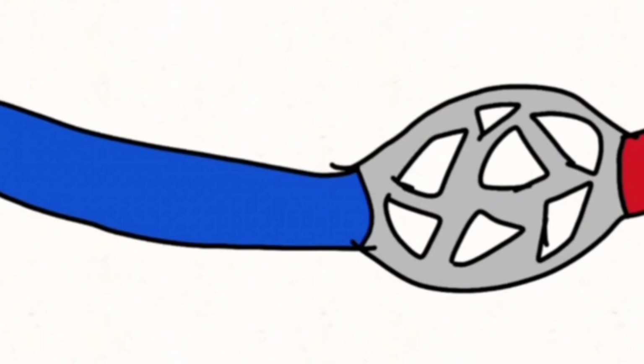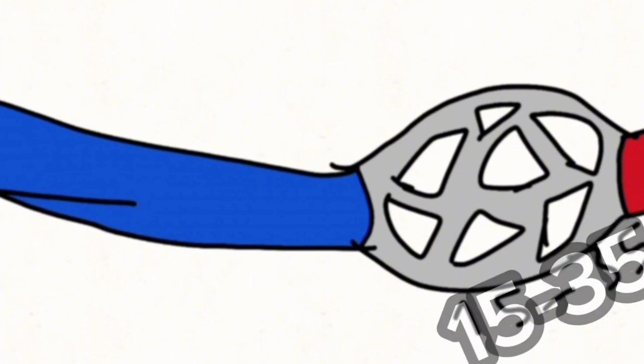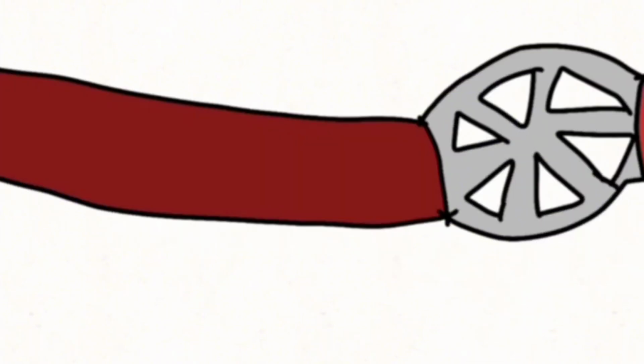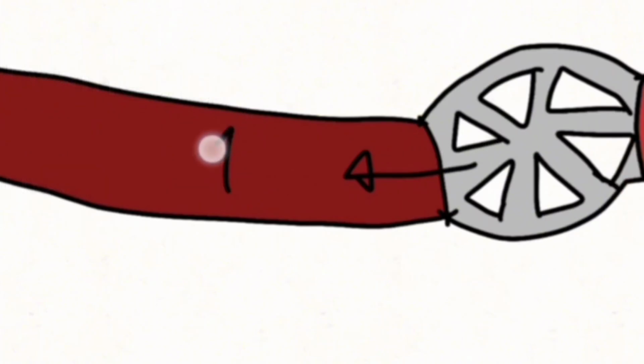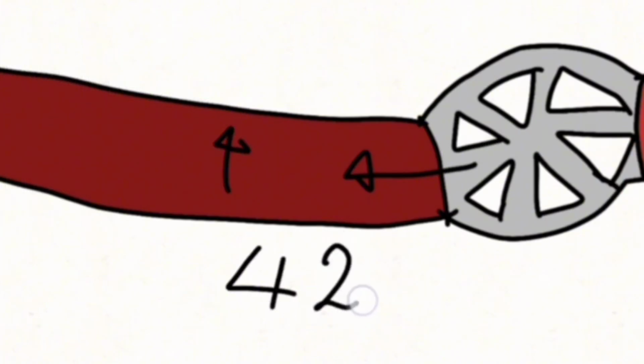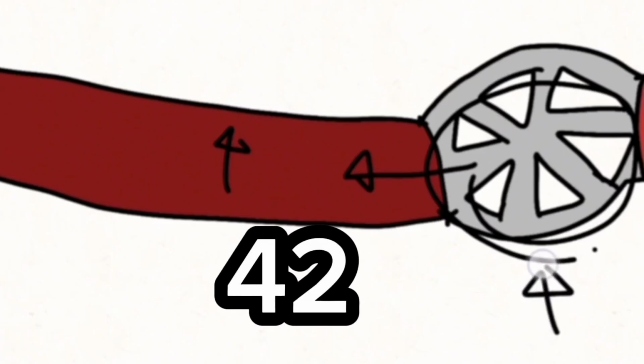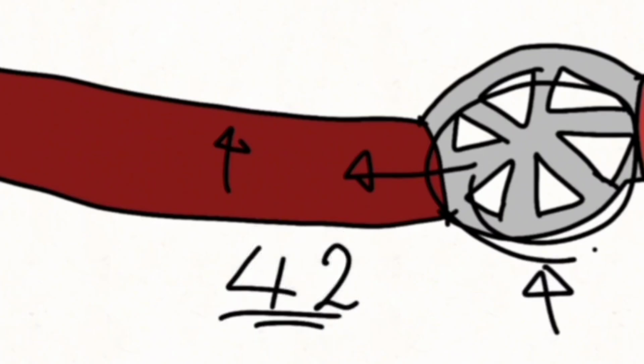Well, there are two important reasons. In systemic circulation, capillaries drain into venules, and the capillary hydrostatic pressure ranges from 15 to 35. On the other hand, glomerular capillaries are drained by arterioles. Venules have much lower hydrostatic pressure in comparison to arterioles. The efferent arteriolar hydrostatic pressure is about 42. For that reason, if the glomerular capillary had lower pressure than 42, there would be no blood flow.